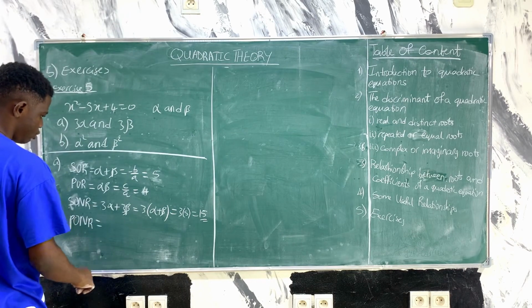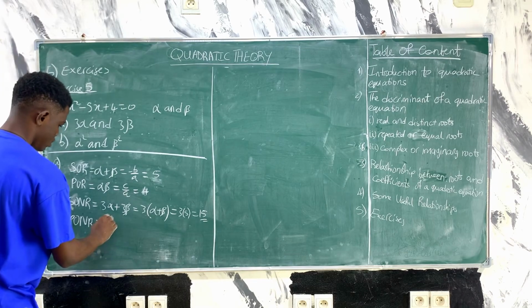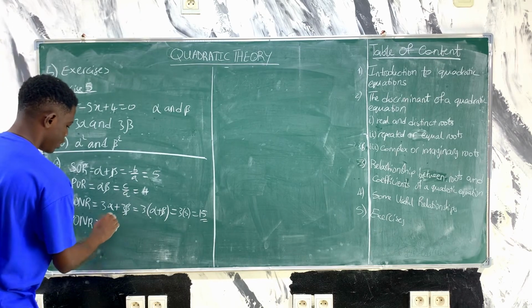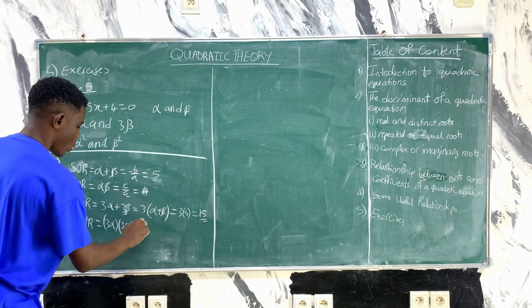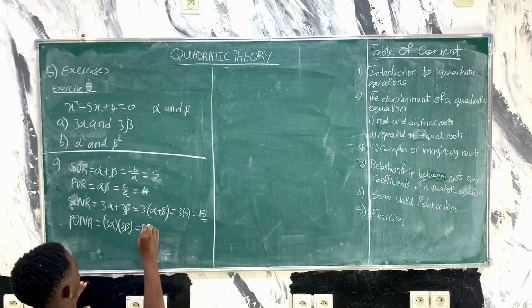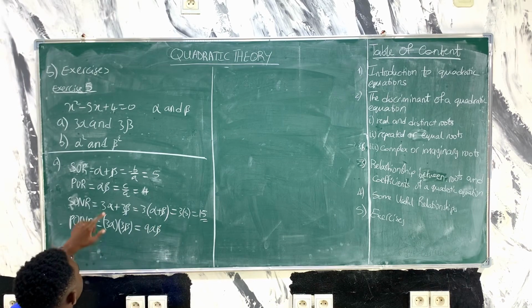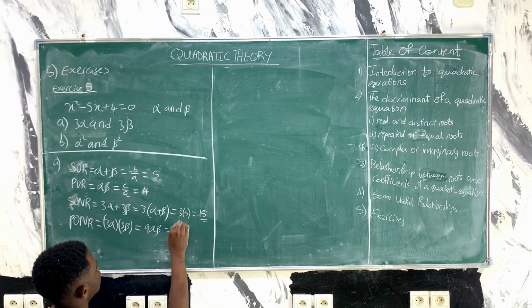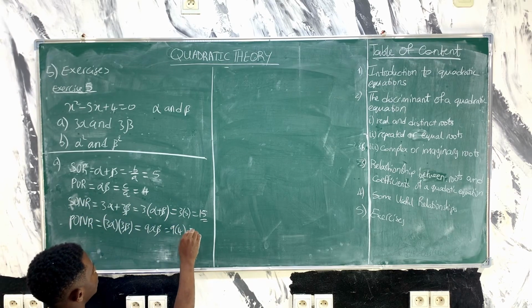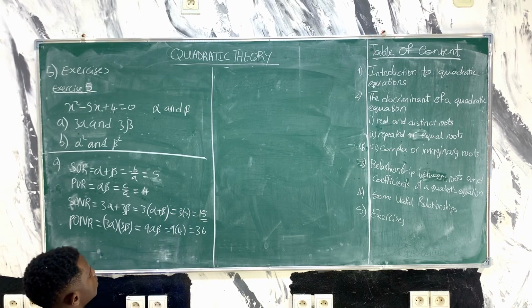The product of the new roots is going to be 3 alpha into 3 beta. When you simplify this, you are going to have 3 times 3 is 9, so 9 alpha beta. But alpha beta is 4. So 9 times 4 will be 36.